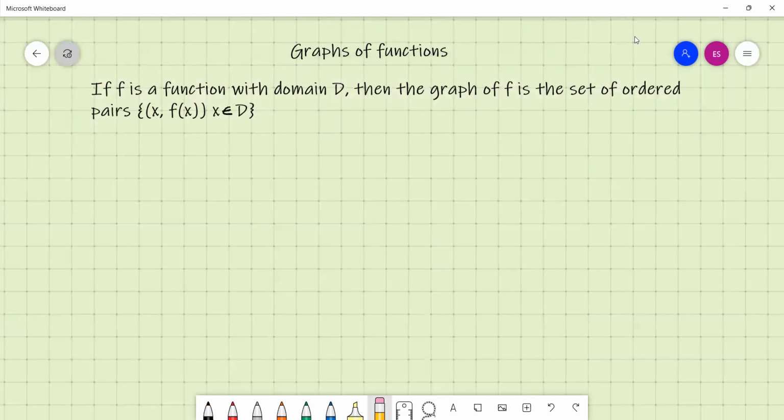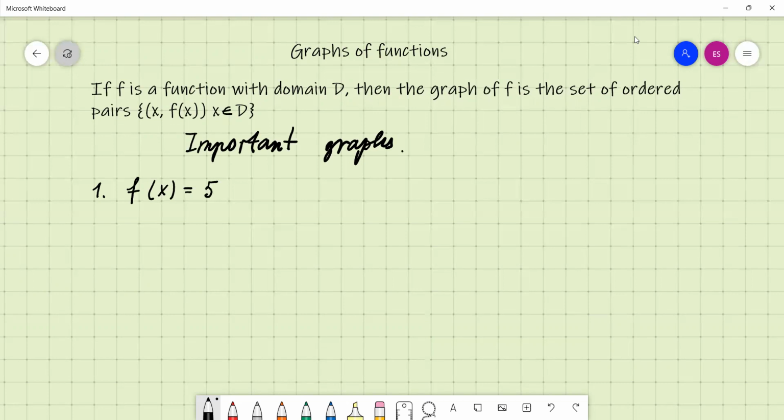Okay, perfect. Now I'm going to talk about some important graphs we will need to know. So I'm going to write down important graphs. What important graphs will we need to know? We're going to start with a very simple function, f of x equals a constant. Constant means it can be any number, but it's not changing because of x.